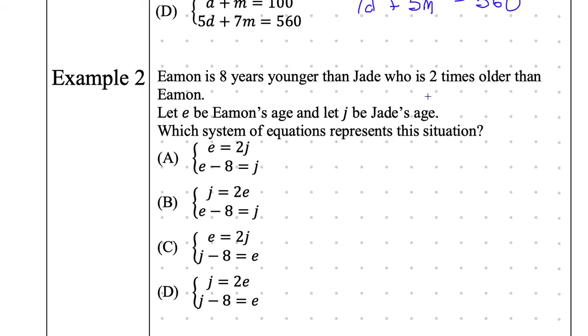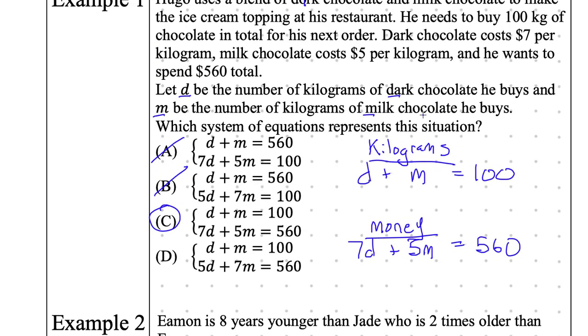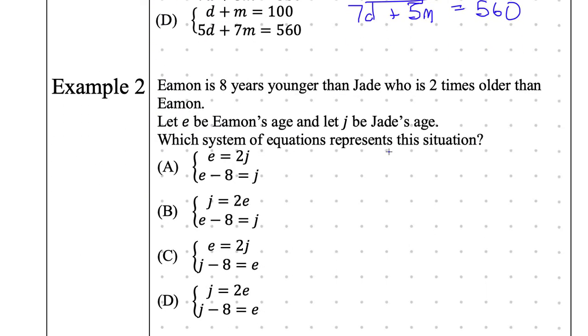So notice that our units here aren't different. Like up here we had 2 units, kilograms and money. Everything here is always age and age. So both of these equations represent age, but they're just coming from the problem. So the easiest way to approach these is to know what the word is means. If you ever see the word is, it means equal to. So E equals. Remember, E is Eamon's age. So E equals, and then 8 years younger than Jade. So how do I say 8 less than Jade, or I could say J minus 8, so E equals J minus 8.